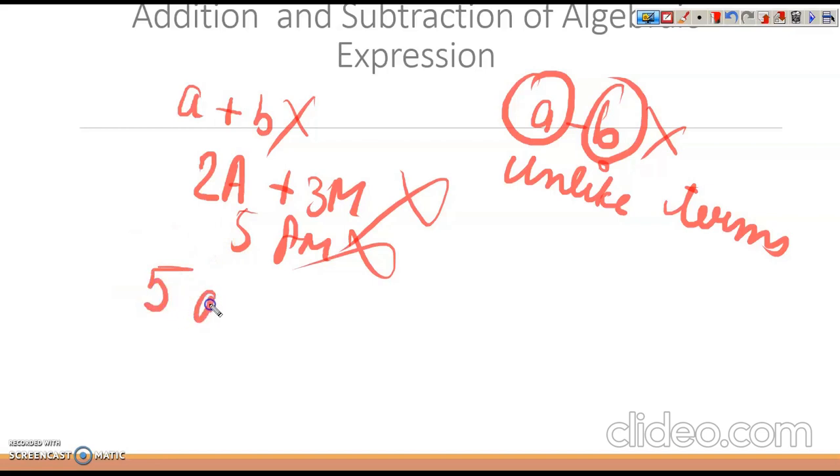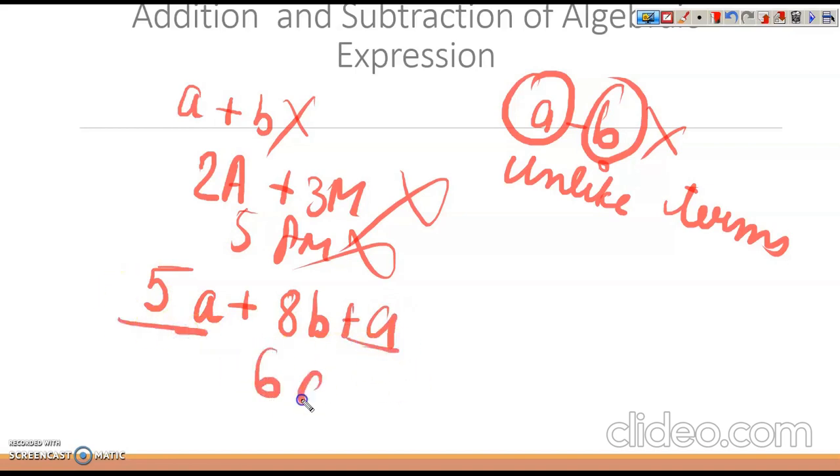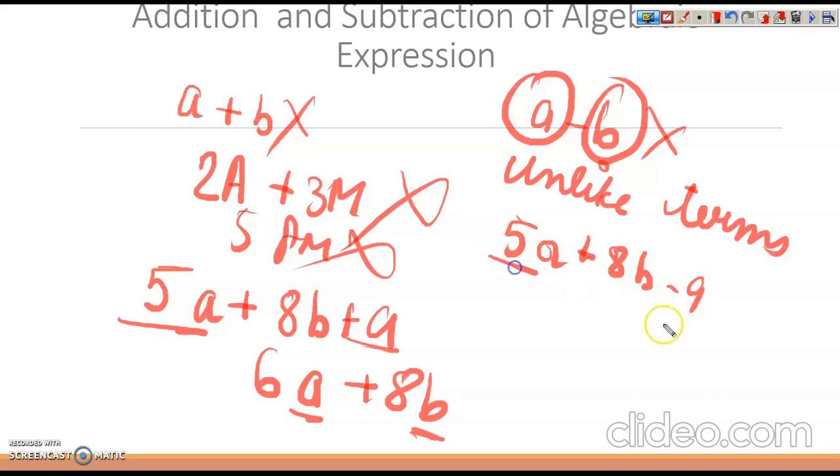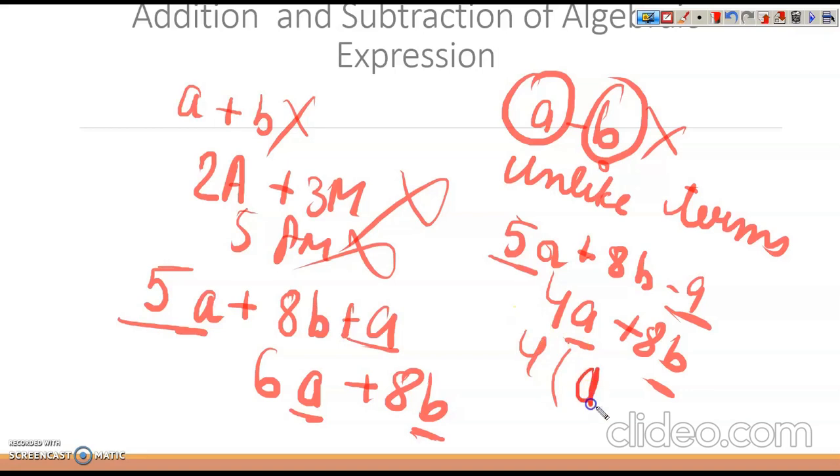For example, if there is 5a plus 8b plus a, you can add a and a, so it will be 6a plus 8b. You cannot add further because they are unlike terms. Same is for subtraction. If it's 5a plus 8b minus 8a, you will subtract a and a, it will be minus 3a plus 8b. You cannot subtract further because these are unlike terms, but here you can take common. And here also you can take common, okay?